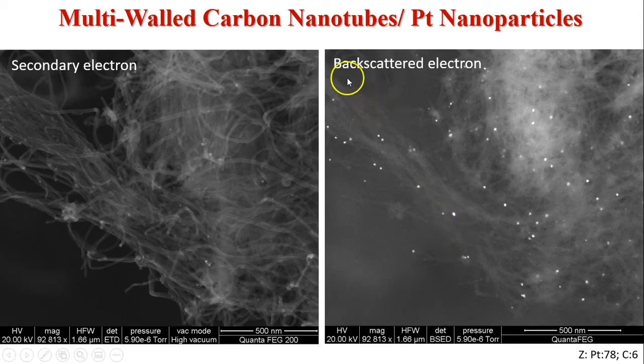We mentioned that backscattered electron imaging is kind of Z contrast, or atomic number contrast, because platinum has a much higher Z number, 78, and carbon is 6. That means a huge difference. So when we look at backscattered electrons, we can reveal some features we cannot observe under secondary electron detectors.